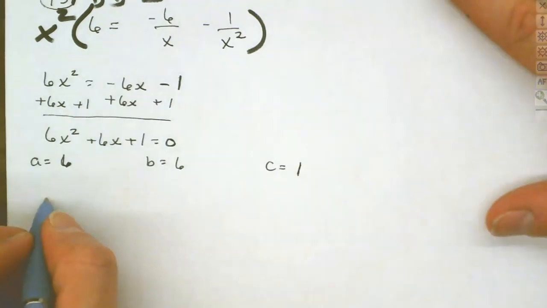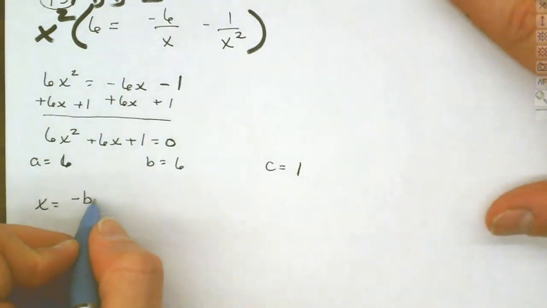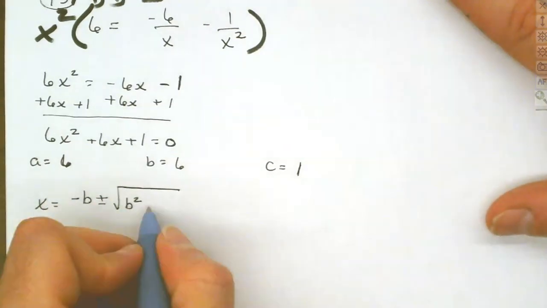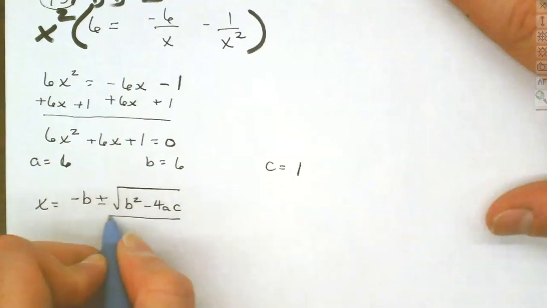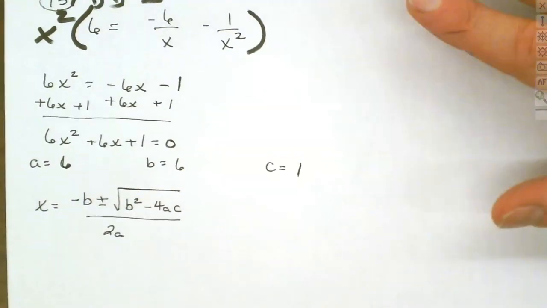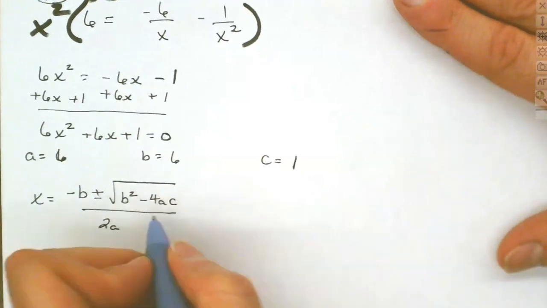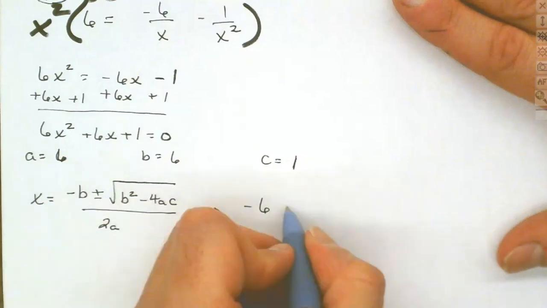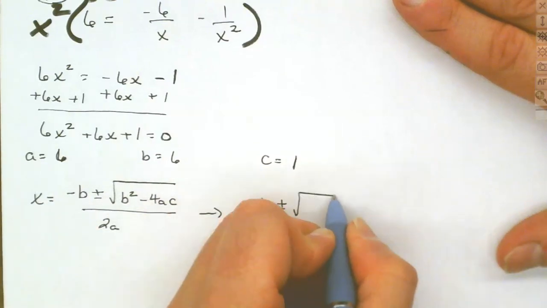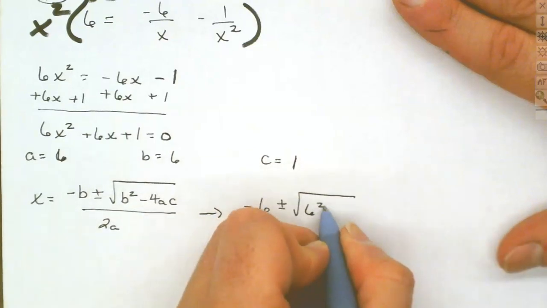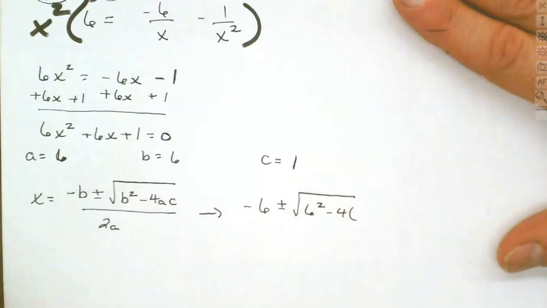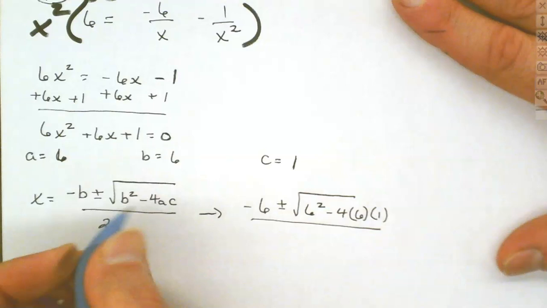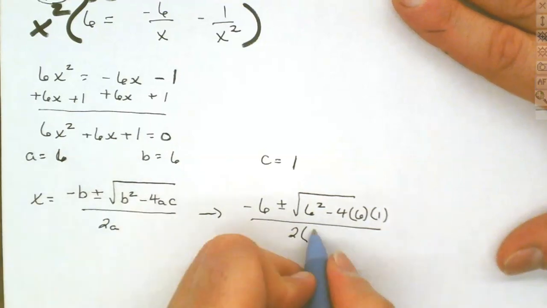So let's write up our formula. X equals minus b plus or minus the square root of b squared minus 4ac all over 2a. Let's go ahead now and fill it in. So that's minus 6 plus or minus the square root of 6 squared minus 4 times 6 times 1 all over 2 times the 6 there.